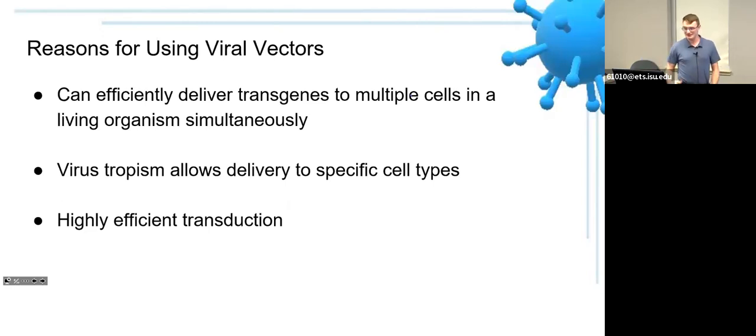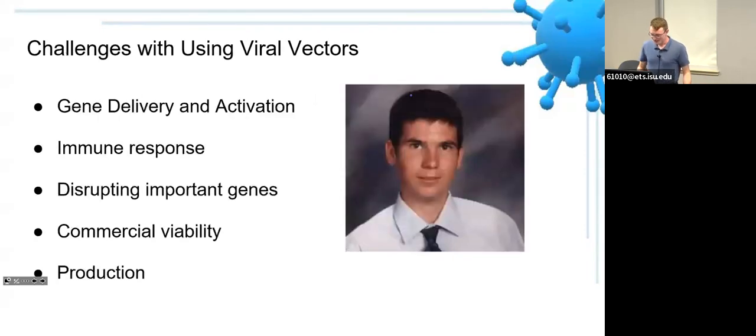So, but that's one of the advantages that we like using viruses for. Virus tropism, as we talked about earlier, allows you to deliver genes to very specific cell types. And it's very, very good at getting inside cells. Viruses make up or survive by getting inside cells. And so we can take advantage of their efficiency because it will get the gene into a lot of cells in that person. There are challenges, however, that we have to overcome with using viral vectors.